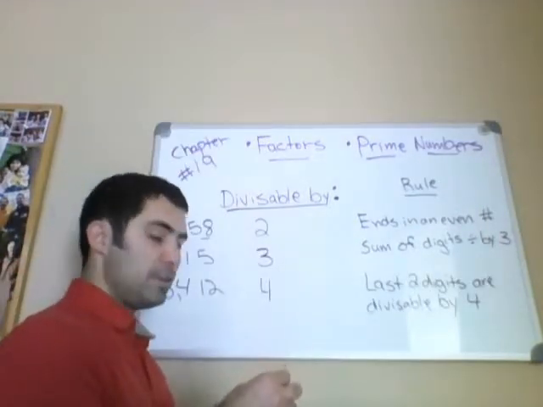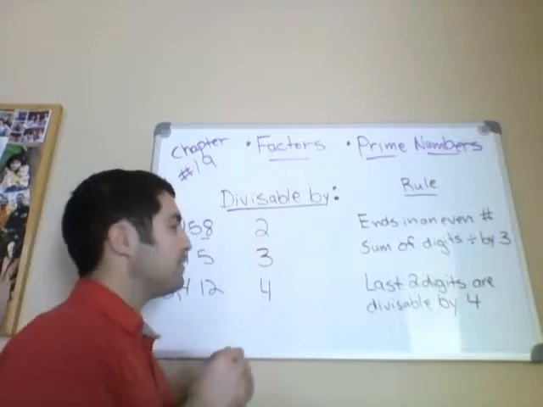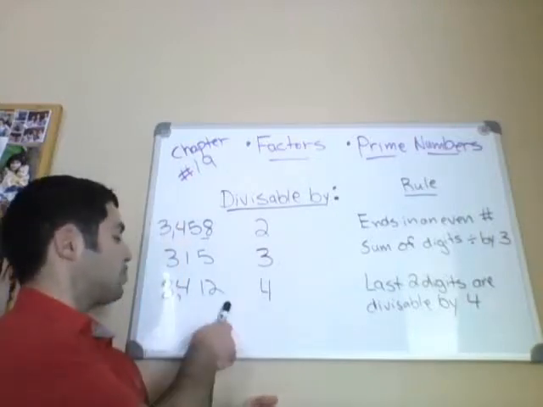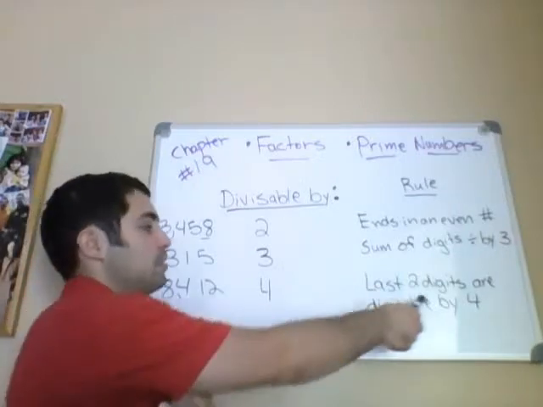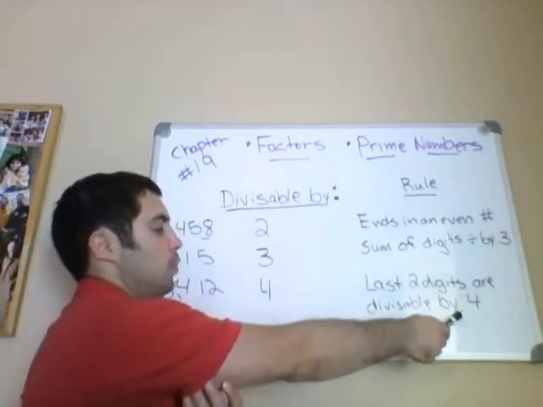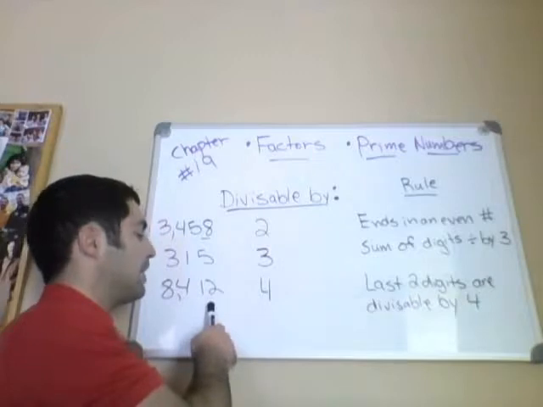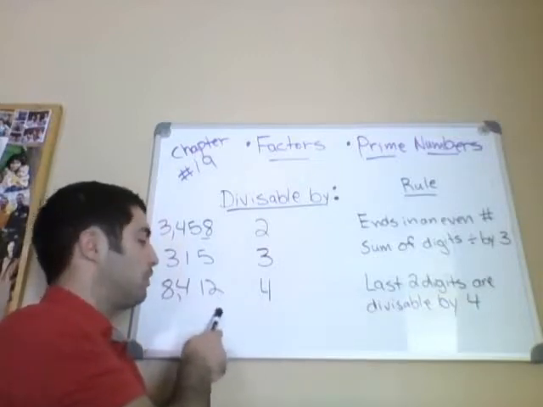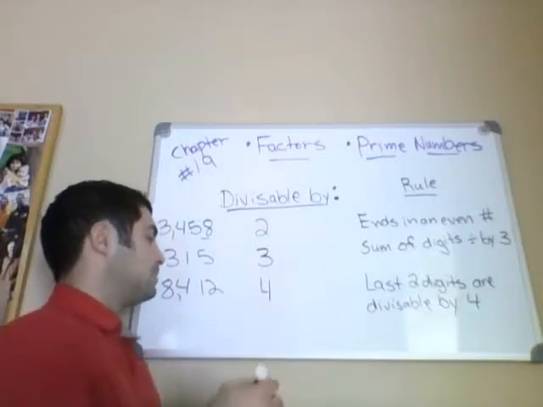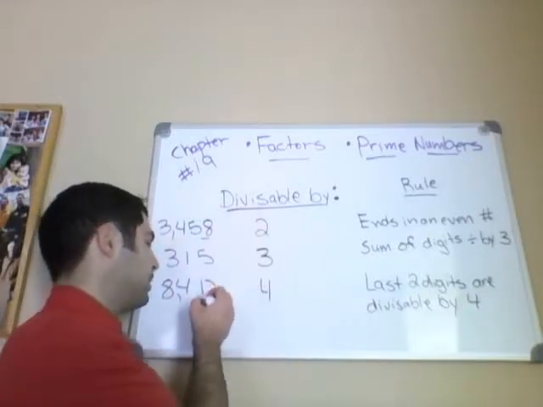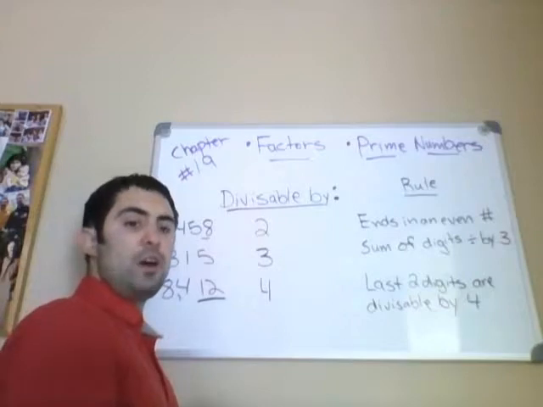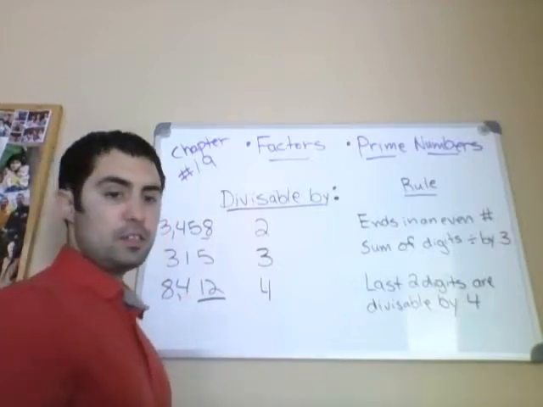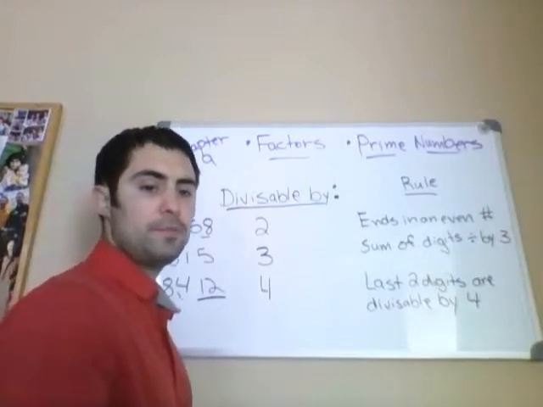Alright, so these divisibility rules will help you determine if a number is prime or not. So is this number prime? Well, if the last two digits are divisible by 4, then you can divide the number by 4. Can we divide 8,412 by 4? And the answer is yes, because if you look at the last two numbers, you know that 12 is divisible by 4, which means 8,412 is also divisible by 4.